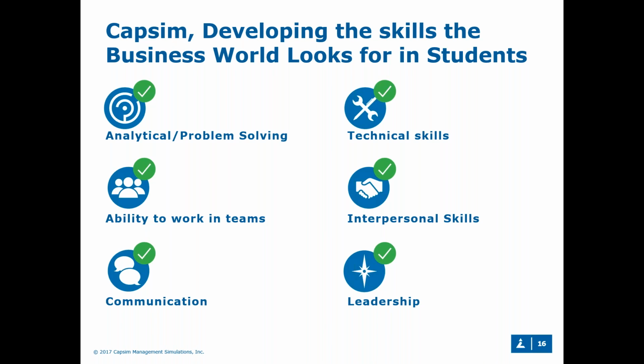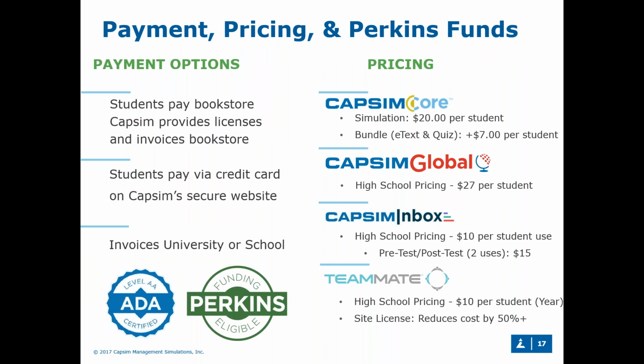Now that we've covered the 4 solutions, I'd like to discuss the pricing of these different products. To start with our payment options, we're very flexible. More often than not, we can just invoice the institution directly. However, we can also provide licenses directly to the bookstore, or students can pay directly through our secure website via credit card.